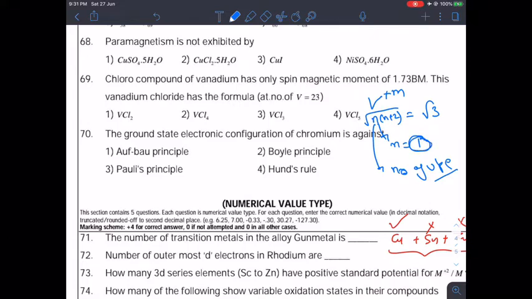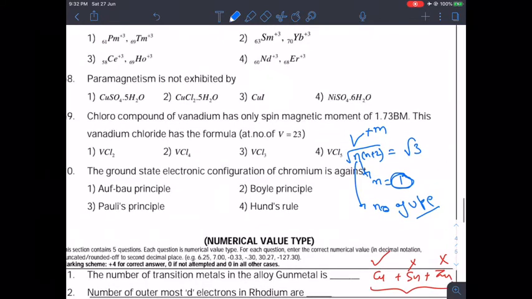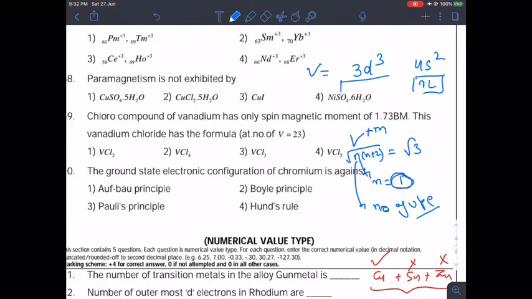So now what we have to do? Let us write down the vanadium configuration. What is the configuration of vanadium? Vanadium 23 will be 3d3 and 4s2. How many unpaired electrons do we have right now in vanadium 0? We have 3 unpaired electrons. Now what will happen if I remove these 2 electrons? Then also it will have 3. What will happen if I remove one more electron from here? Then it will have 2. What will happen if I remove one more? Then it will have 1.